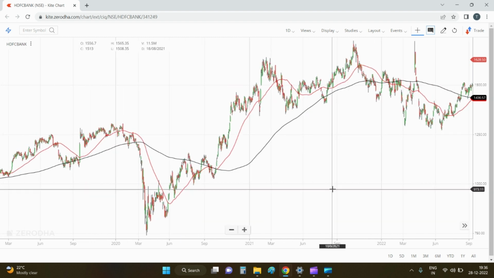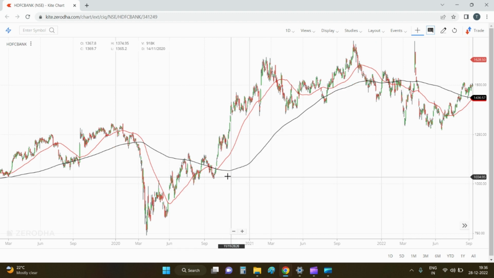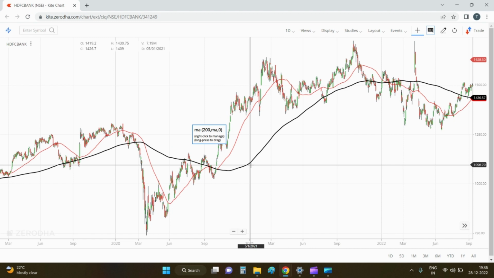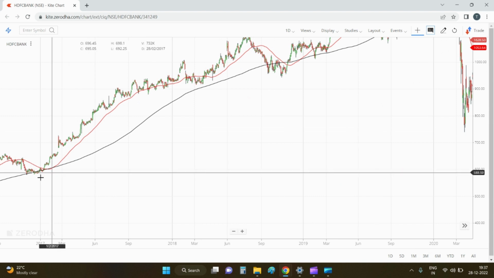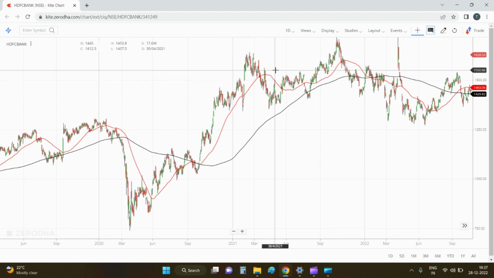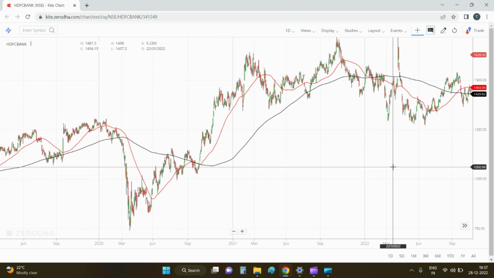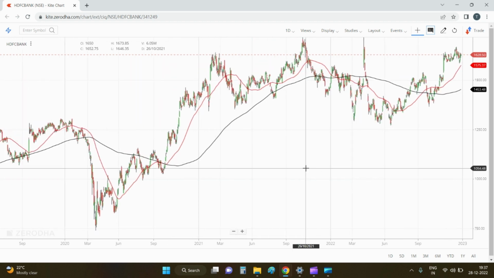For long term trading, many traders use this 200 moving average as a benchmark, because the price needs to be above it. If you are selecting any stock for long term trading, then it should be trading above this 200 moving average. If you look at the crossover of these moving averages, whenever there is a crossover, we can find a good trading opportunity, whether upward or downward. So that way this moving average works. We'll understand it in a separate video, because moving average is also a very detailed topic to discuss.